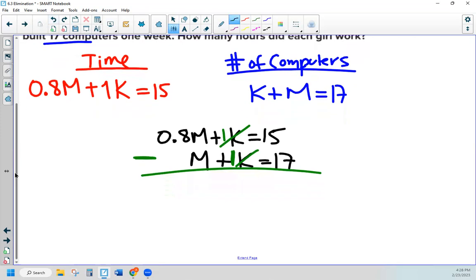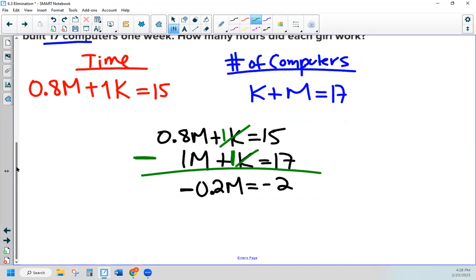What is that going to leave me with? Well, let's think about this for a second. What is a decimal of 0.8 minus a whole number of 1? That should give you a negative 0.2. m equals 15 minus 17. That should give us negative 2. Cool. All right, we're done with that piece.